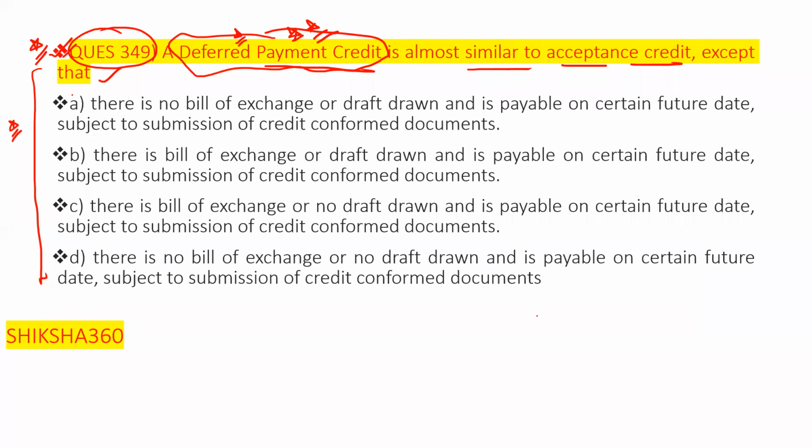The answer to this question is A: there is no bill of exchange or draft drawn and it is payable on a certain future date, subject to submission of credit confirmed documents. This one is the answer, but you have to think over it and please go through that.